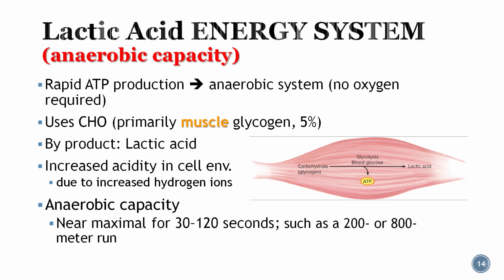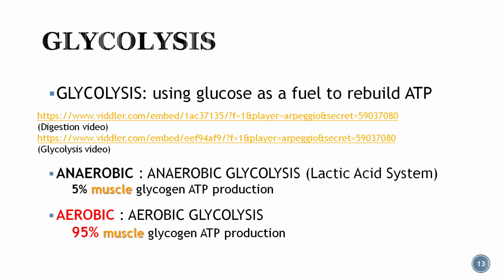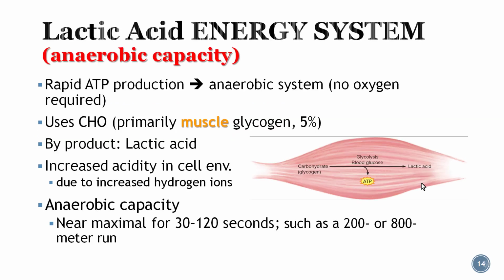Okay, so again, remember, anaerobic glycolysis is also called lactic acid system. So that's what we're going to look at now. The lactic acid energy system has the advantage of producing ATP rapidly, because it's anaerobic and doesn't have to wait for the oxygen to enter the chemical reactions to get to the point of rebuilding another molecule of ATP. Its capacity is limited in comparison to aerobic glycolysis, for only about 5% of the total ATP production from muscle glycogen can be released.